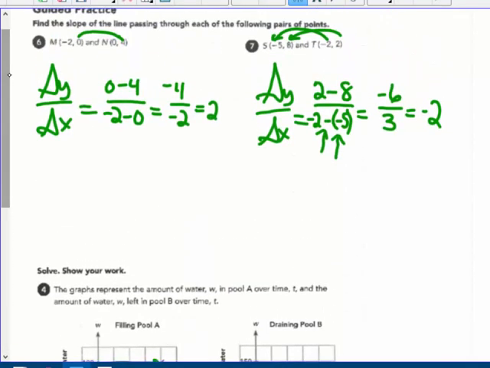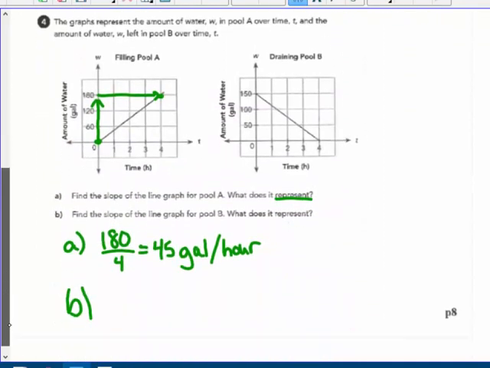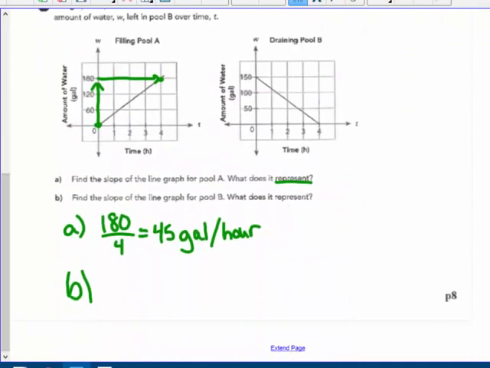These up here, I don't know what these points represent. I don't know. No labels. But here, because it is a rate and we have the labels, the two variables, the dependent and the independent. This is the dependent variable. This is the independent variable. So I'm going to use those labels.